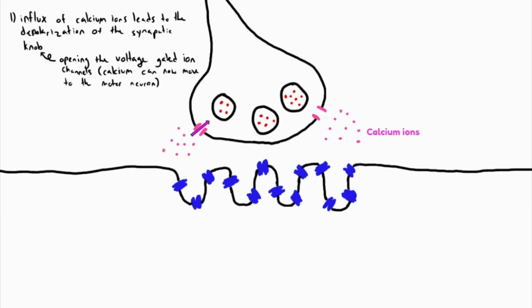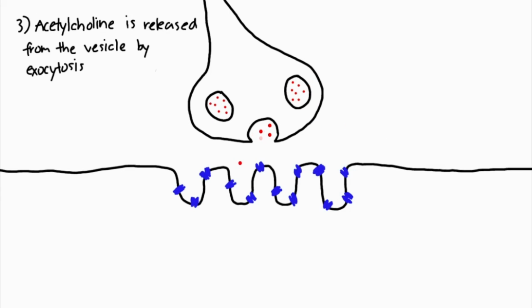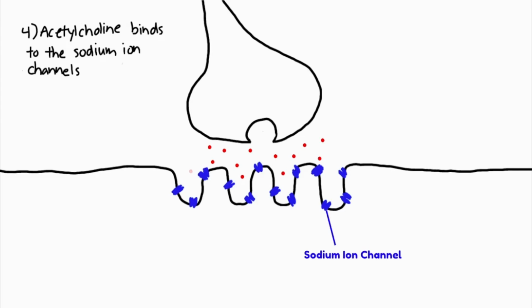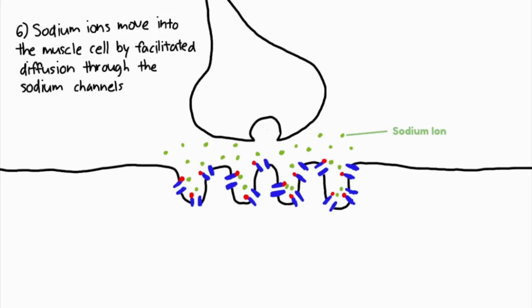This opens the voltage-gated calcium ion channels and allows the calcium to diffuse into the motor neuron. The vesicles containing acetylcholine fuse with the membrane of the motor neuron, and acetylcholine is released by exocytosis. The acetylcholine diffuses toward the sodium ion channels and attaches to the binding sites. This causes the sodium channels to open, allowing sodium ions to flow into the muscle cell by facilitated diffusion.